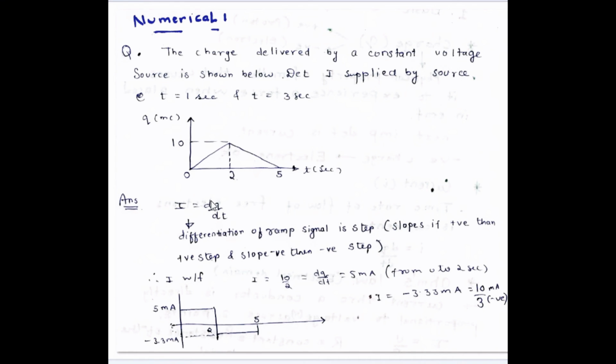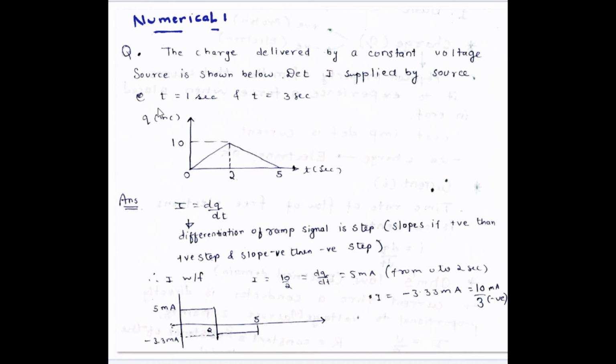So the change in the charge going from 0 to 2 seconds is nothing but 10 minus 0, that is 10 millicoulomb, divided by the change in time going from 0 to 2 seconds, because this is one signal. In between there is no change of signal. The signal changes only after 2 seconds, so we should consider this time from 0 to 2 seconds. So dq, that is 10 minus 0, that is 10 millicoulomb, divided by dt, that is 2 minus 0, that is 2 seconds. That is equal to 5 milliamperes from 0 to 2 seconds.